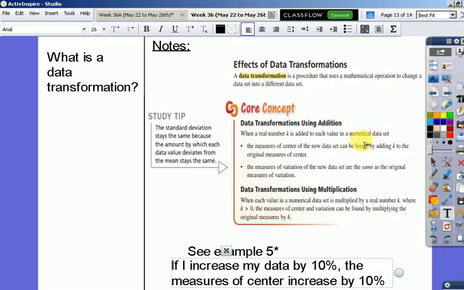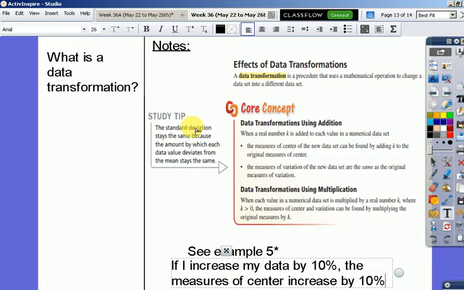Now this is important. The measures of variation of the new data set are the same as the original measures of variation. They say that the standard deviation stays the same because the amount by which each data value deviates from the mean stays the same. So if you're increasing your data by 10%, your measures of variation, your standard deviation, is going to stay the same. Okay? It's only your measures of center that are affected.